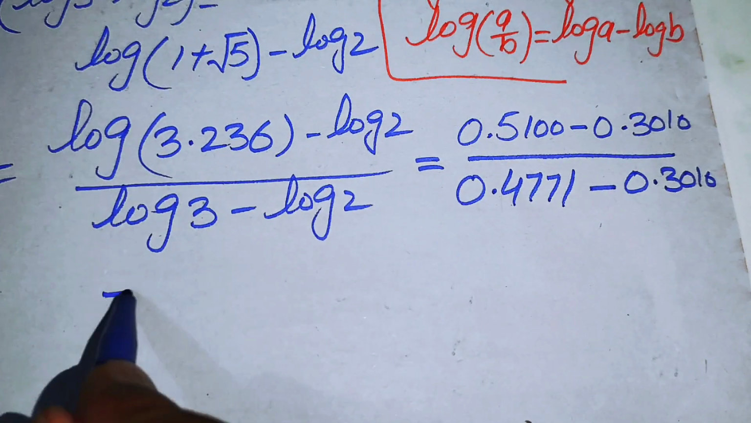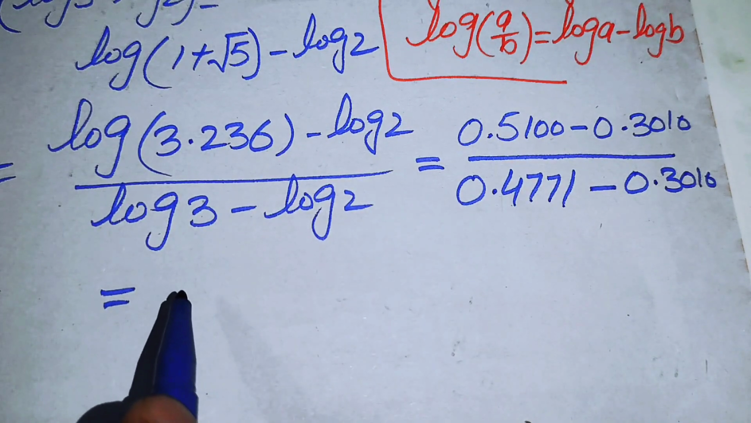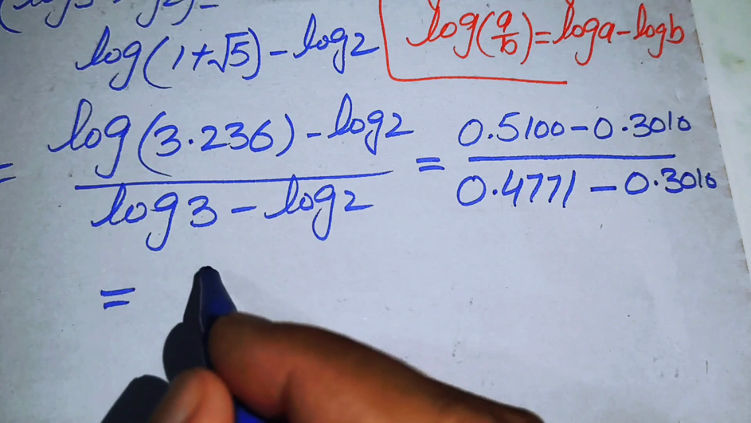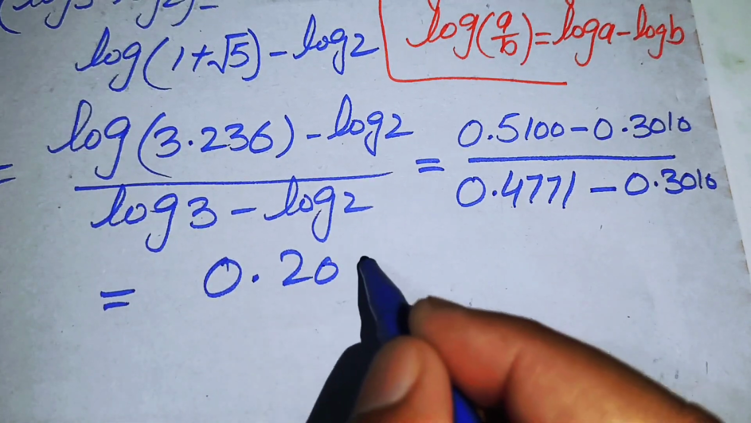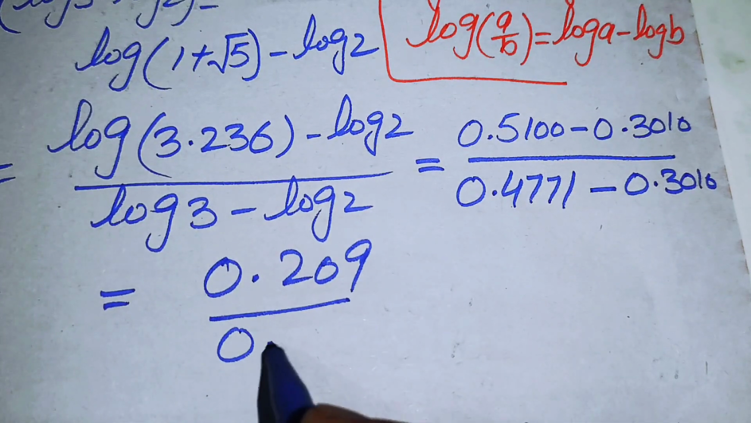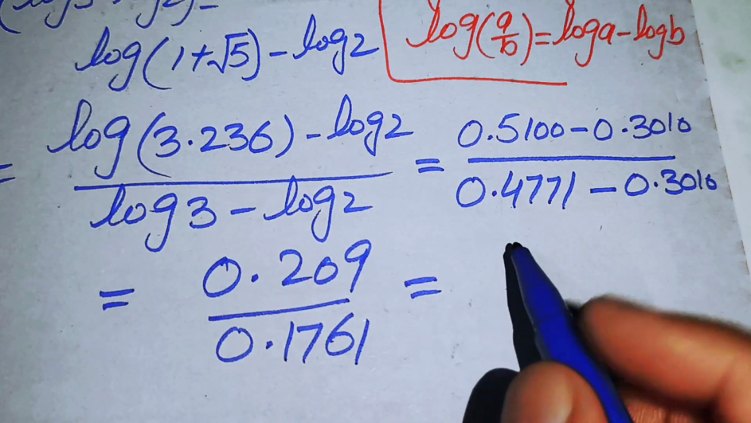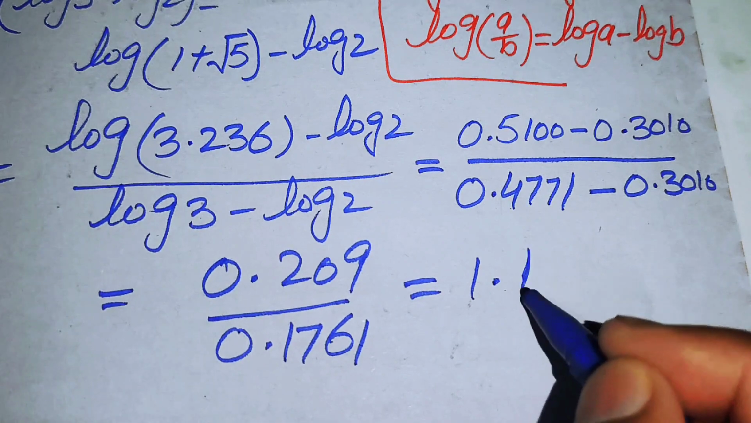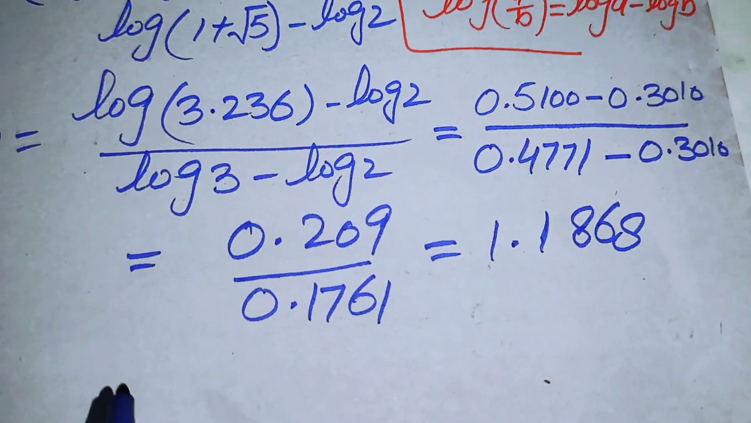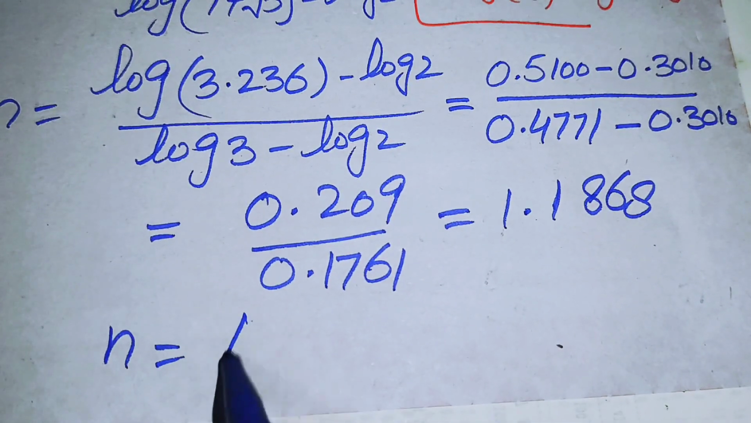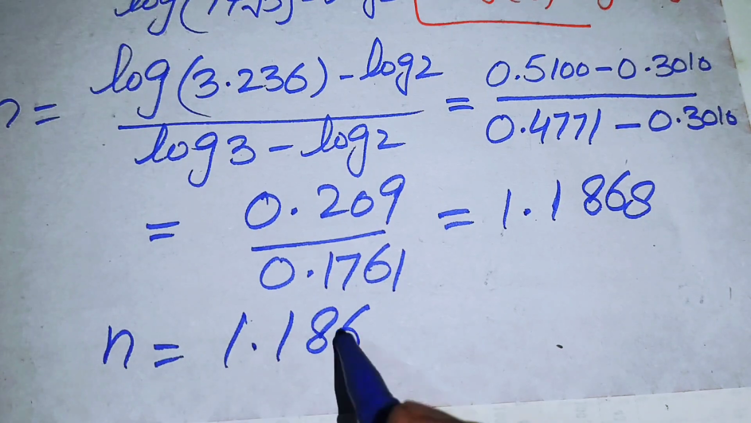And now we will simplify all these terms, add or subtract all these terms, and you get 0.209 over 0.1761, and it is equal to 1.1868. So this is our final answer of this question.